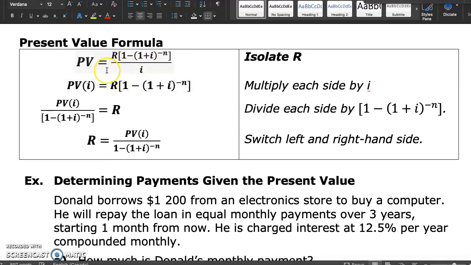Isolating our variable, we want to get R by itself. Multiply each side by i, and then divide by this expression in order to get R by itself. We can leave R isolated on the left-hand side by just switching the left and right-hand sides. So we have a formula that looks similar to the previous example, and it's going to be helpful to be able to contrast the two. We'll have some example questions to help you determine which scenario each formula applies to.